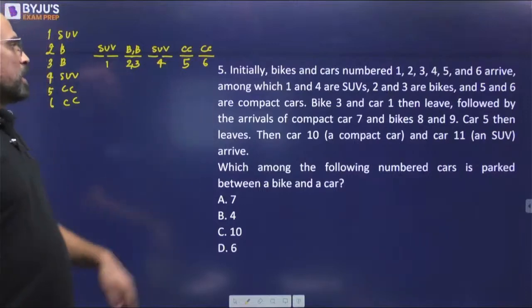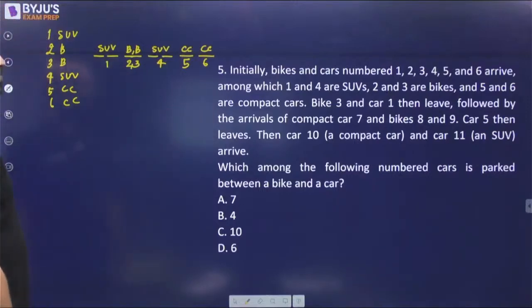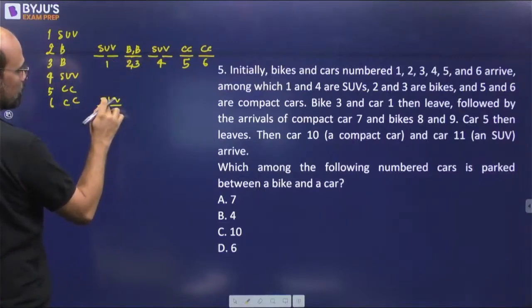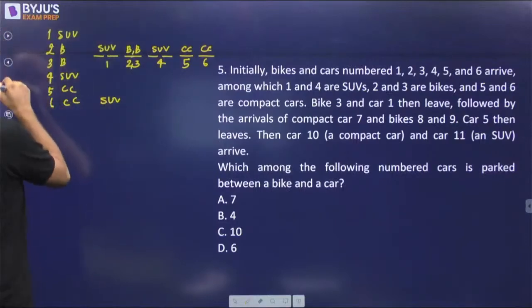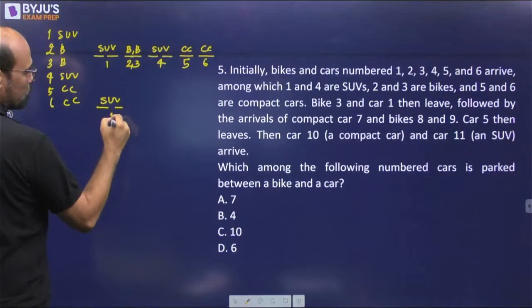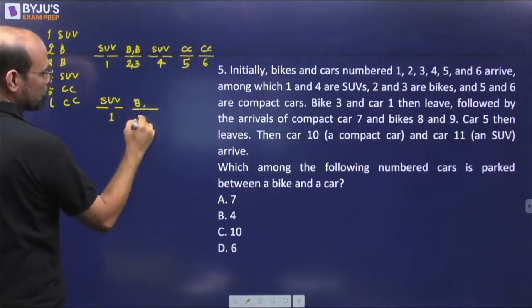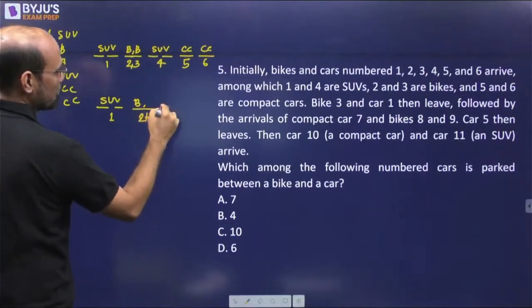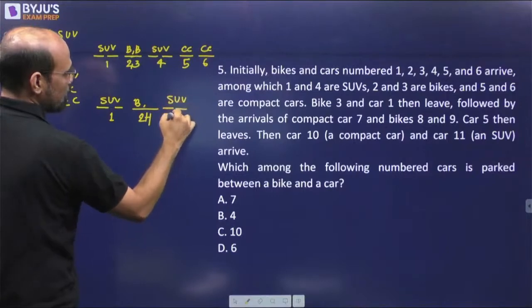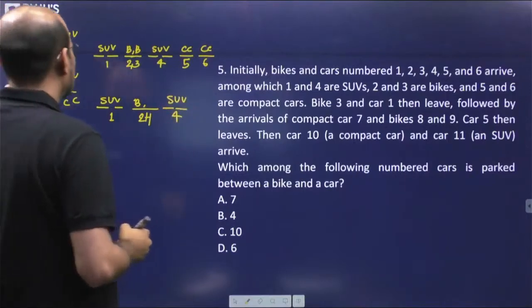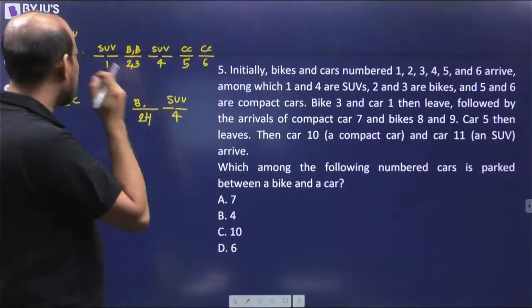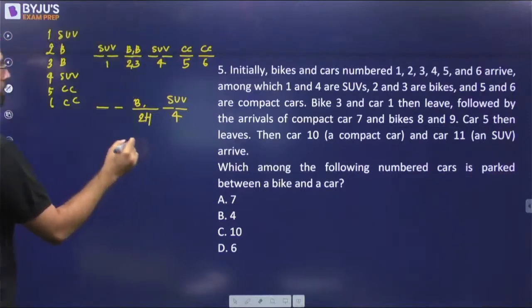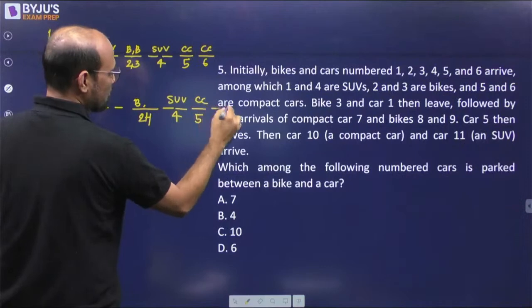Then what happens? Bike 3 and car 1 then leave. So bike 3 leaves. So that means you will have an SUV at slot 1. We will have a bike, which will be called 2H, and then the SUV at 4. Okay, and car 1 also leaves, so let's remove this too. So this is empty as of now. And we will have a compact car at 5 and a compact car at 6.